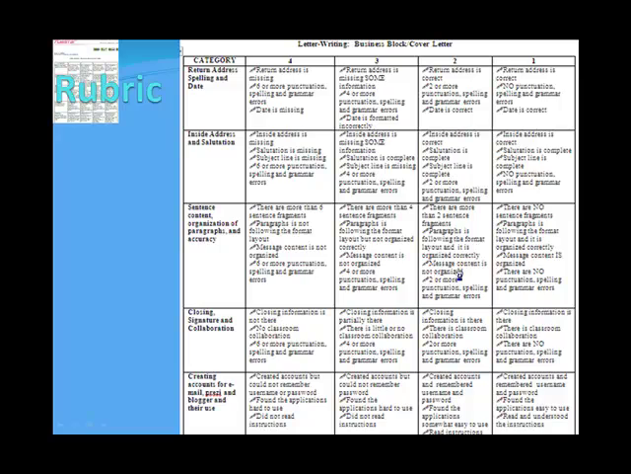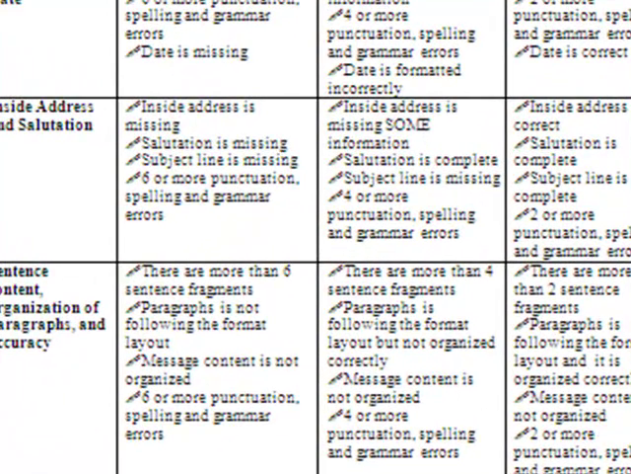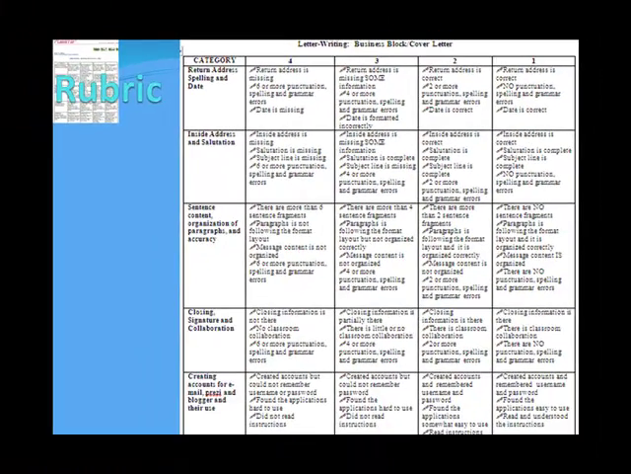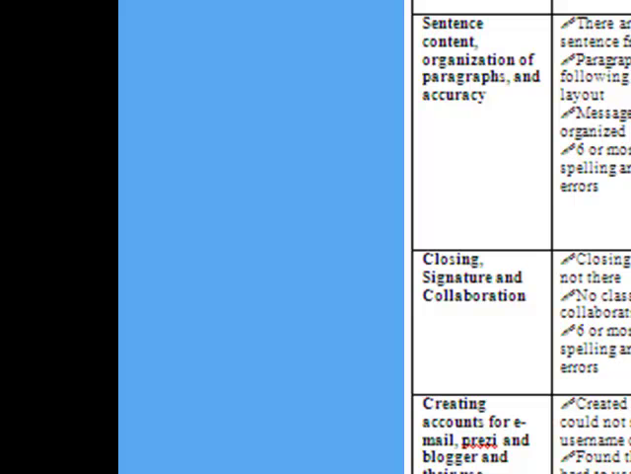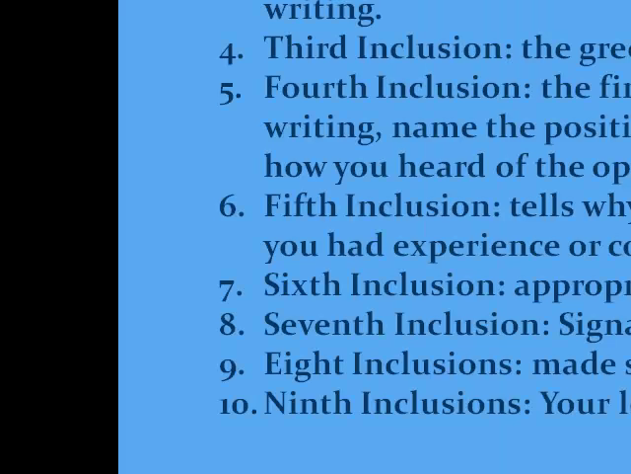Here we go. Now, here's the class rubric that will be utilized for my class project. The categories consist of return address, spelling, and date, the inside address and salutation, sentence content, organization of paragraphs, and accuracy, closing, signature, and collaboration, and creating accounts for email, Prezi, and Blogger, as well as their use. Once that's created, the students will have a post assessment to follow through.